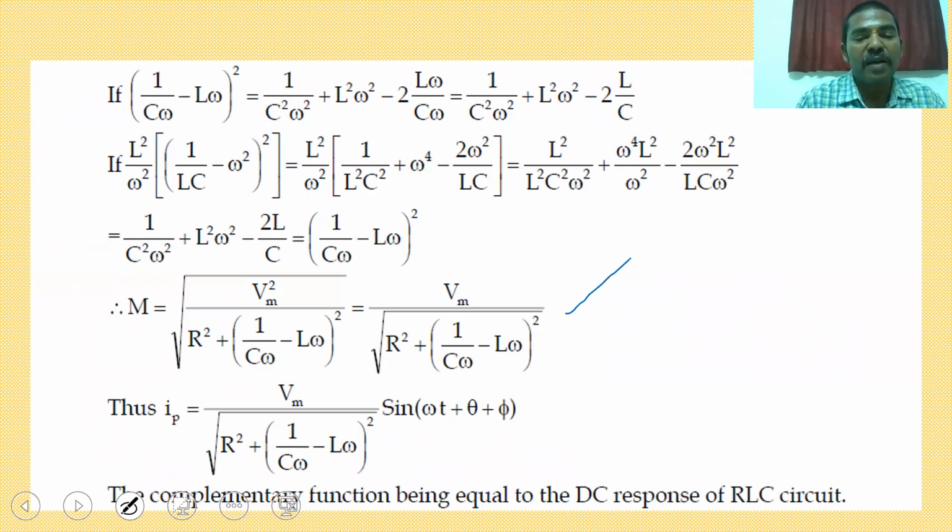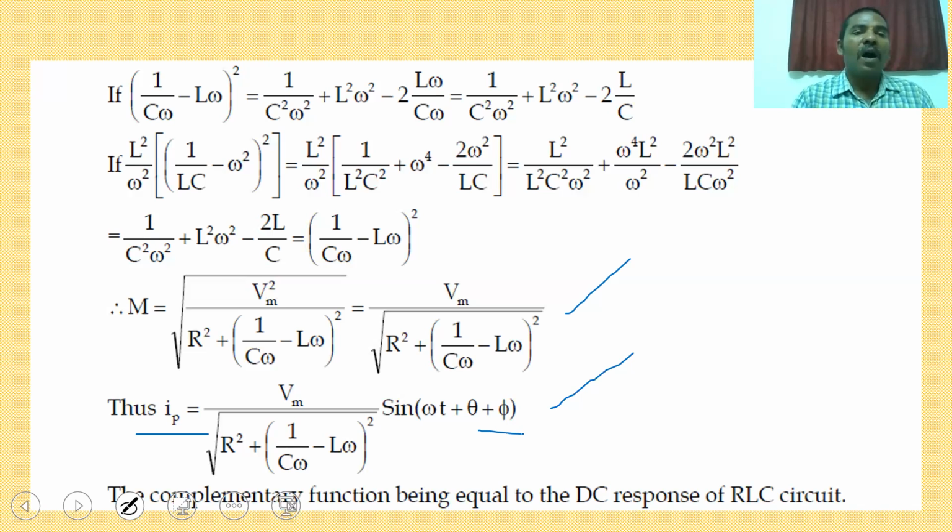By substituting the value of M, finally you get Vm divided by the root of R² plus (1/(Cω) minus Lω)². So the steady state current, or particular integral current, Ip is equal to Vm by Z sin(ωt + θ + φ), where Z is the root of R² plus (1/(Cω) minus Lω) whole squared. If you get minus φ, it is a lagging angle. When inductiveness is more, you get a lagging angle. When capacitiveness is big, you get a leading angle.